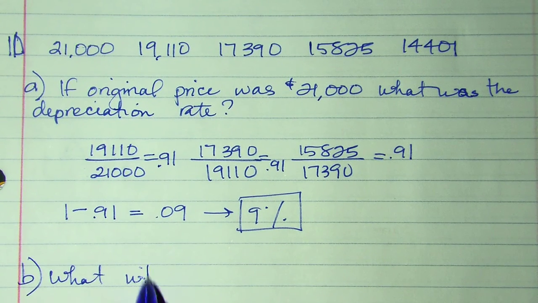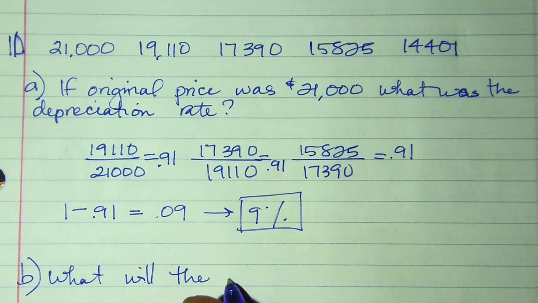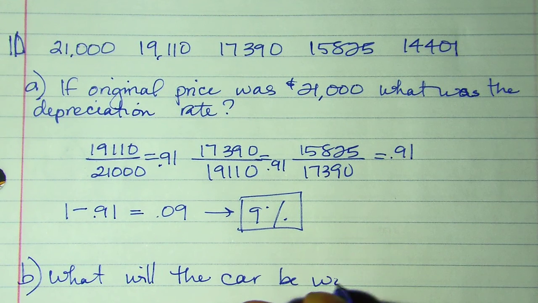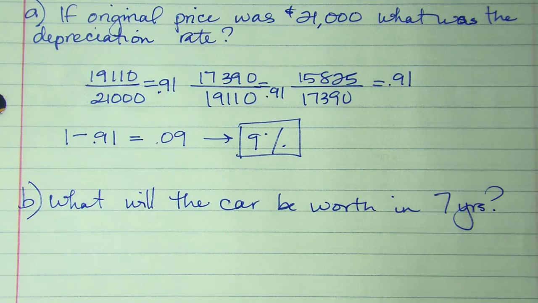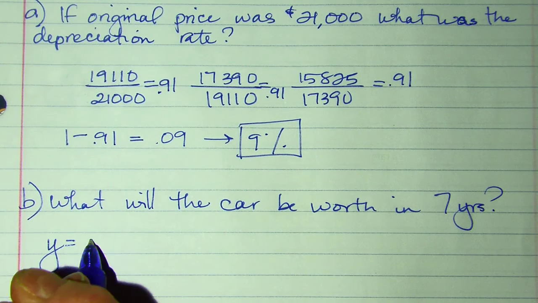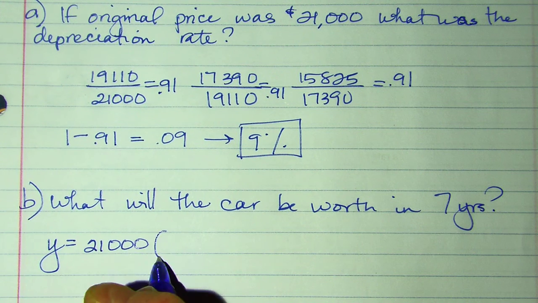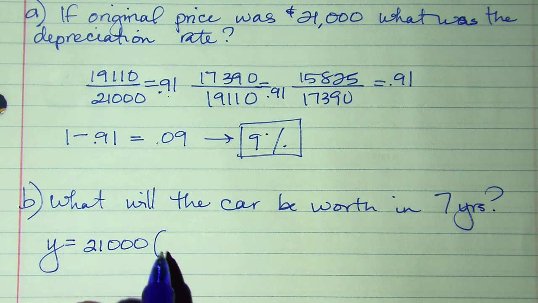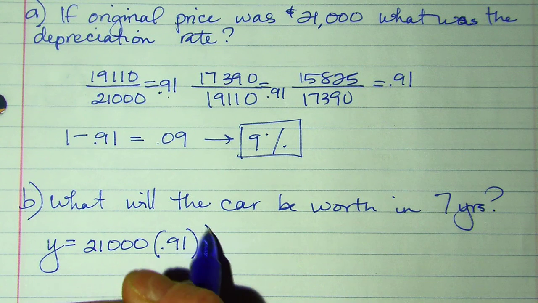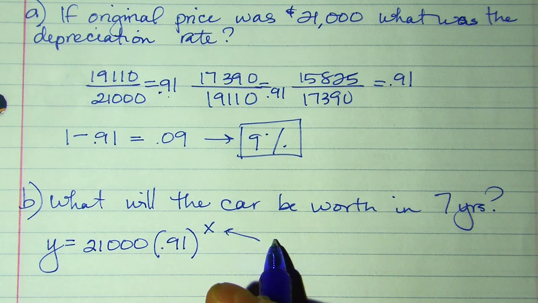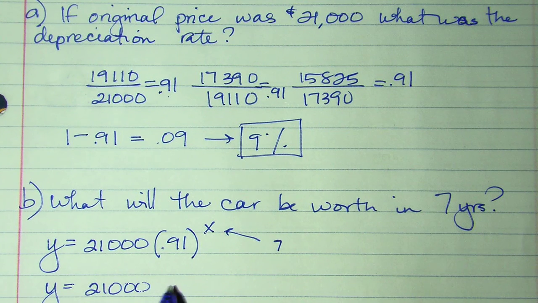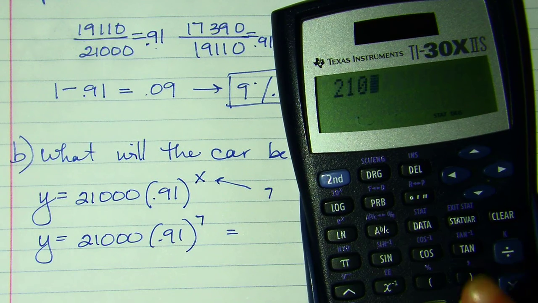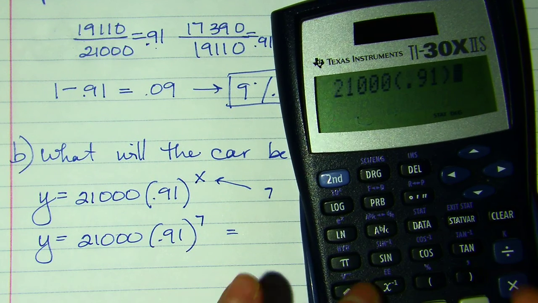Part B, what will the car be worth in 7 years? Well, here's my equation. I originally purchased it for $21,000. I already know my rate is 0.91 to the x, but we're substituting in 7. So y equals 21,000 times 0.91 to the 7th power. So 21,000, parentheses, 0.91 to the 7th.